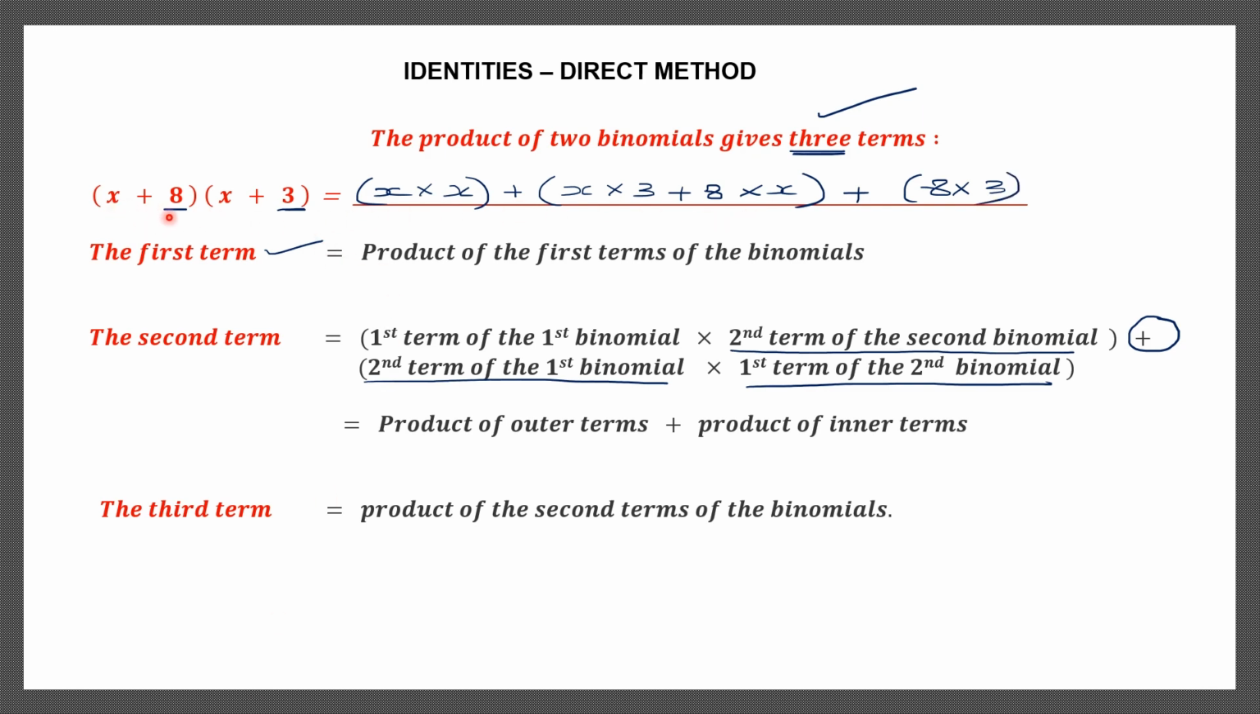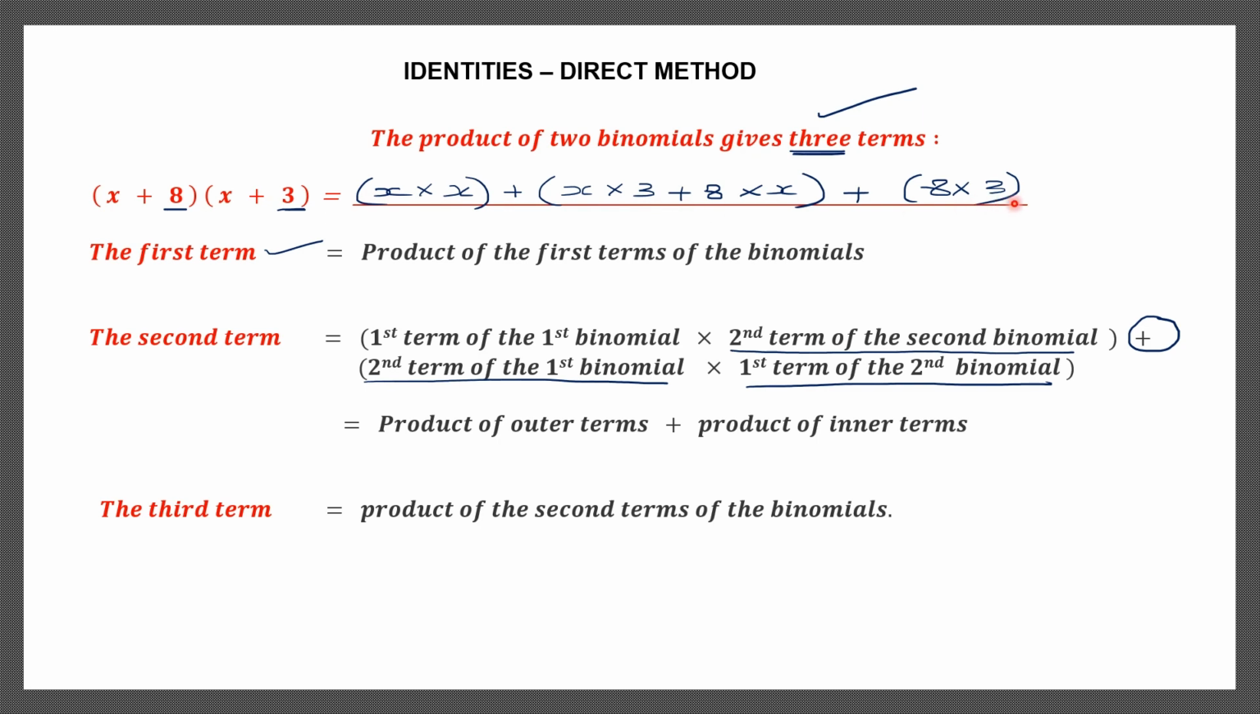We're not going to do every step separately. So what is the first term in your answer? You multiply the first term of both the binomials. Then what is the second term? Product of the outer terms plus product of the inner terms. And then which is the third term? It is the product of the second terms of the two binomials.